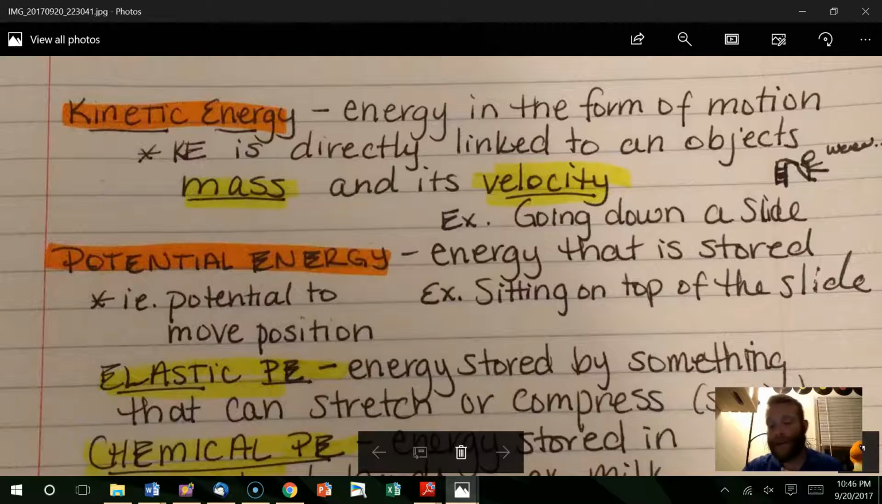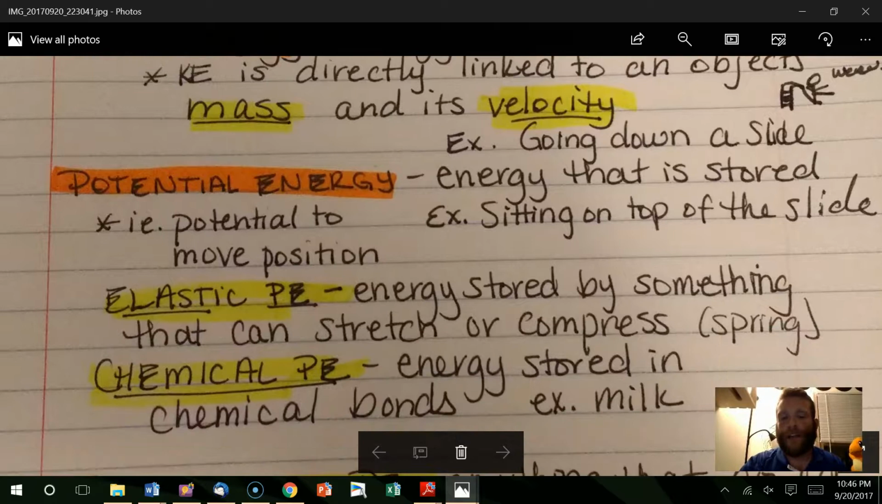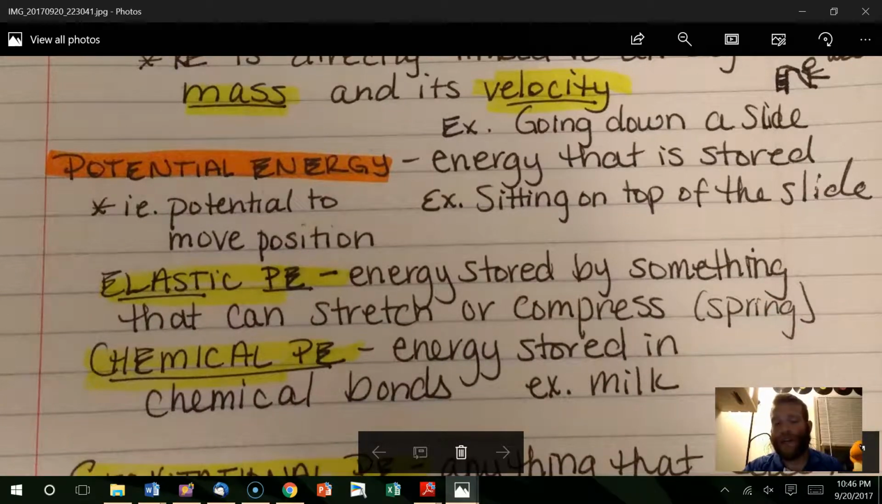The opposite of moving is not moving. There is a type of energy that objects contain even if they aren't moving. We call that energy potential energy. It's the energy that's stored. Another way to think about it is the object has the potential to move, the potential to change its position. It's in an area where it could roll, where it could fall, where it could slide, where it could drop.